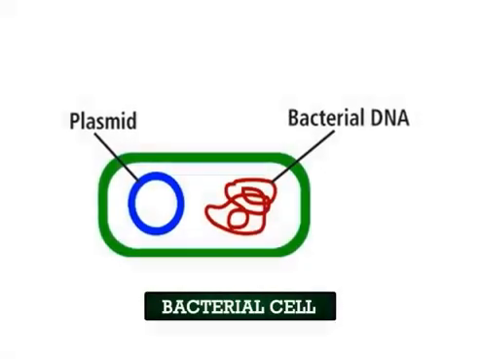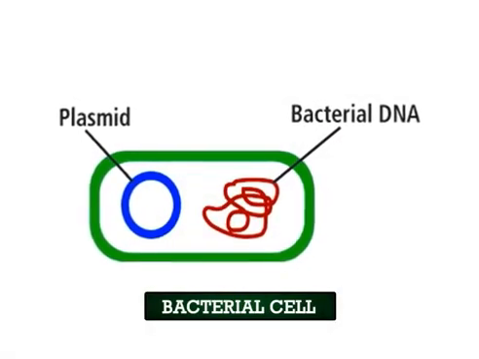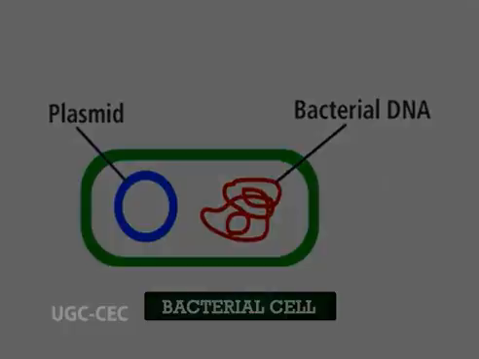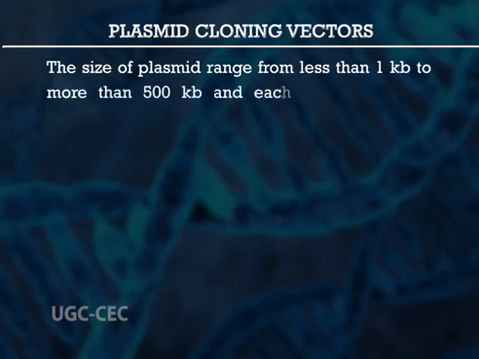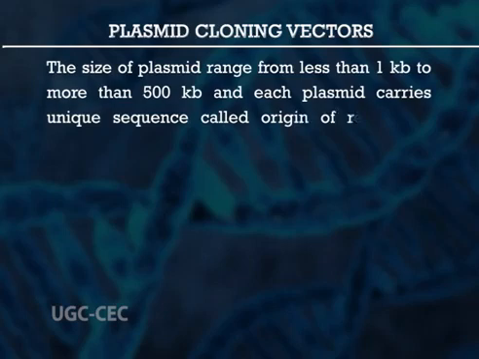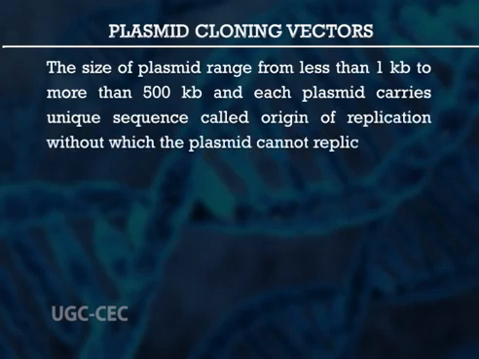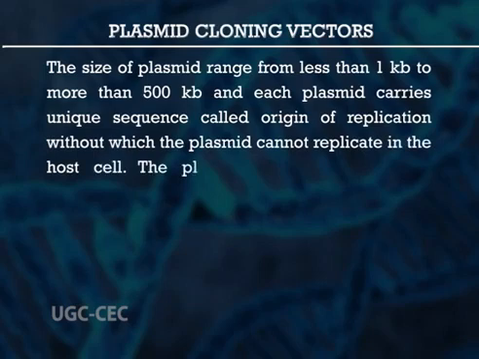The plasmids are extrachromosomal, double-stranded, circular DNA molecules present in bacteria. The size of plasmids ranges from less than 1 kb to more than 500 kb, and each plasmid carries a unique sequence called the origin of replication, without which the plasmid cannot replicate in the host cell.